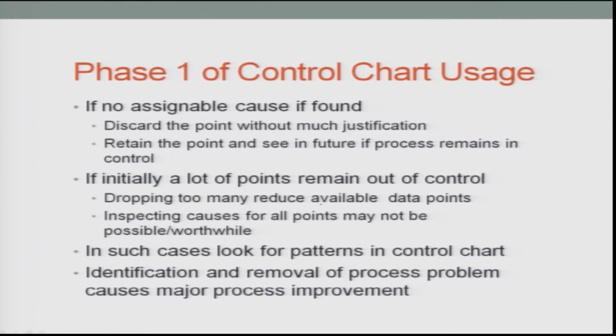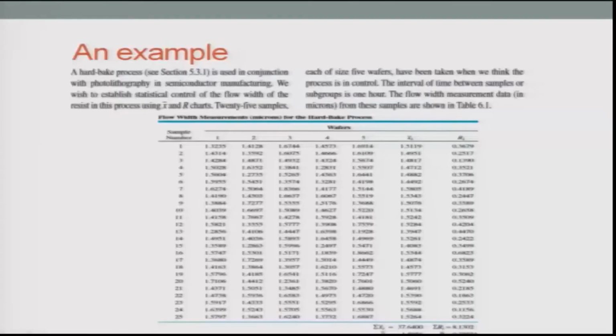Identification and removal of process problem causes brings major process improvement. So, if the problems are eliminated at one go, you are able to improve the process capability and improvement of the whole process takes place. So, let us consider an example, a hard bake process. This is basically taken from section 5.3.1 of the Montgomery book.